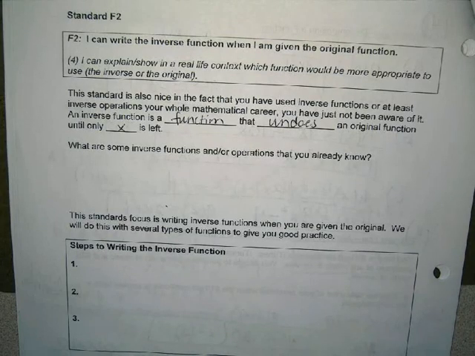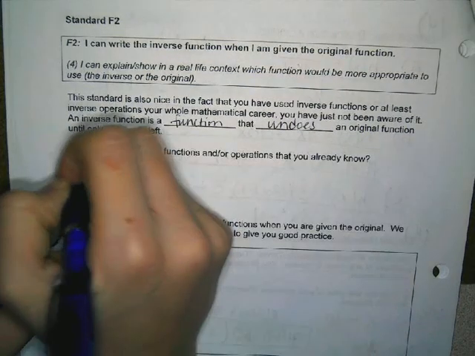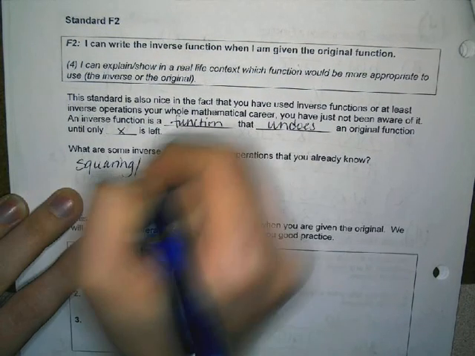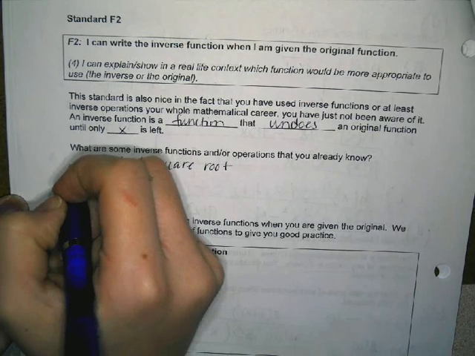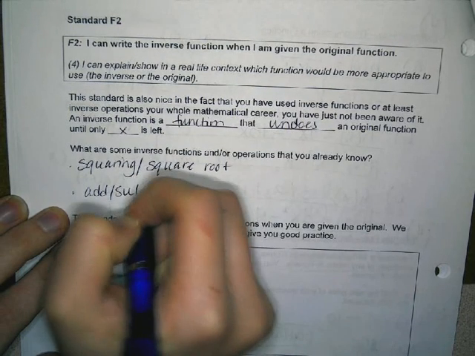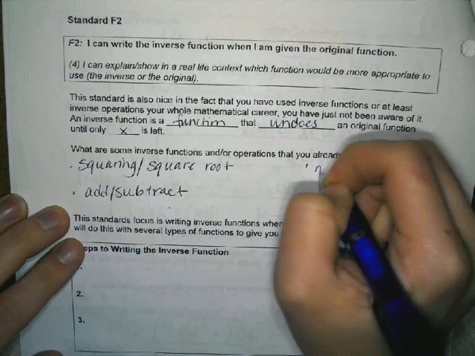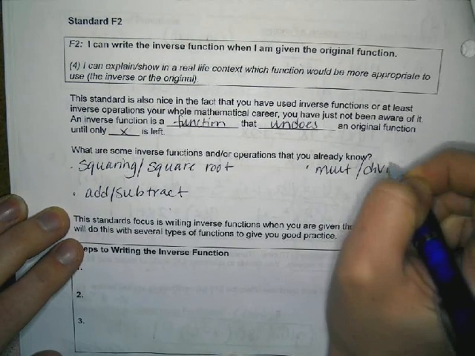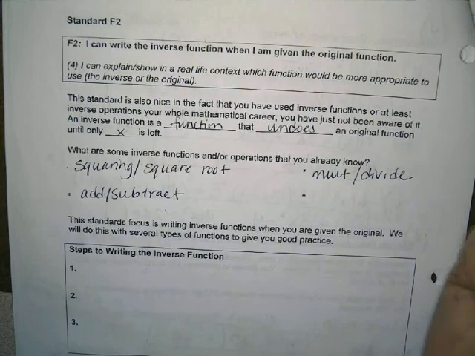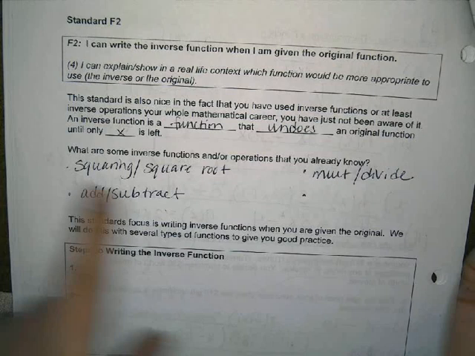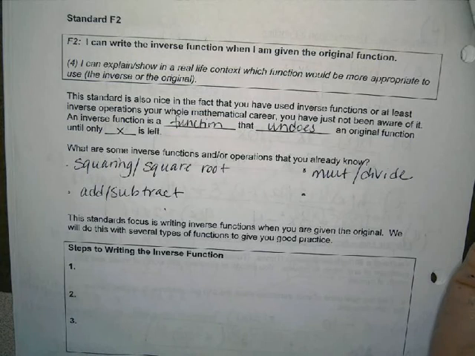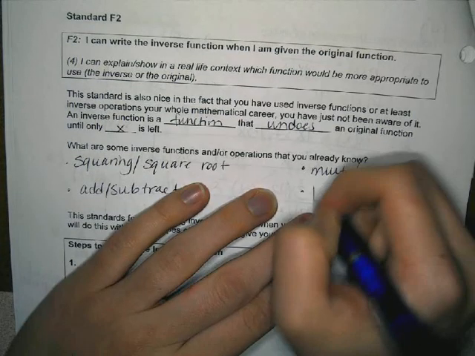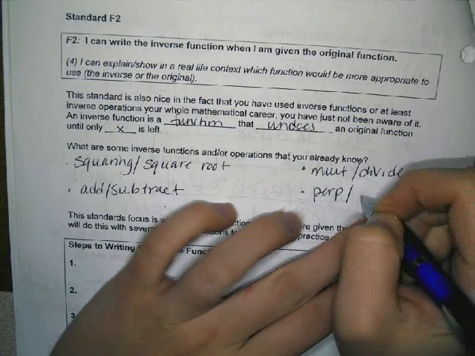So I'm going to briefly talk about some inverse functions or operations that you already know. Some of them you already know are squaring and square rooting. Those are inverse operations or functions. Adding and subtracting. Those are inverse operations. Multiplying, dividing. Those are inverse operations. I mean, we could say cubing and cube rooting, because we've kind of talked about that. What are some other ones? Perpendicular lines and parallel lines.